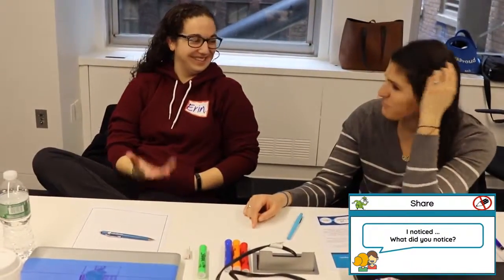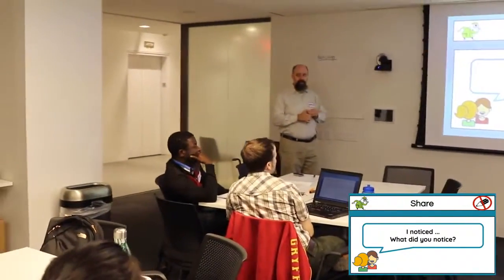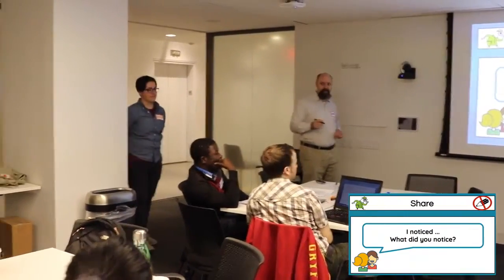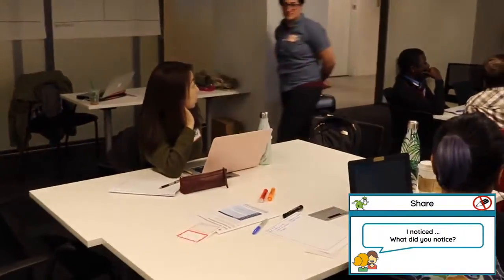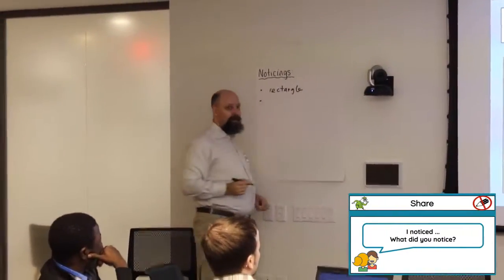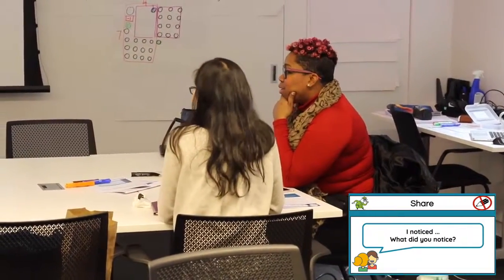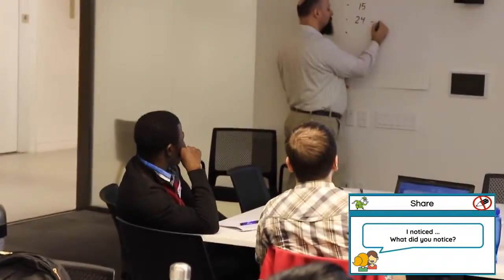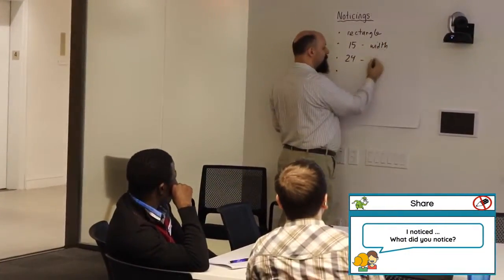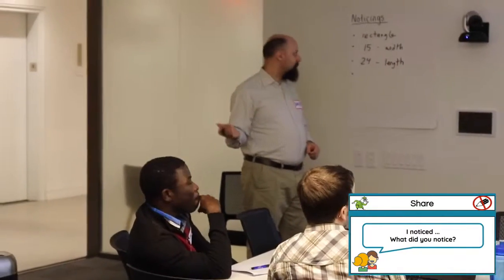All right, let's draw together as a group. Why don't I take noticings from each table? Somebody at this table would like to share a noticing? There was a rectangle. Rectangle, great. Something else? The measurements were 15 and 24. Anything else to add? The width was 15 and the length was 24. So you're connecting them to width and length. What else did we notice?